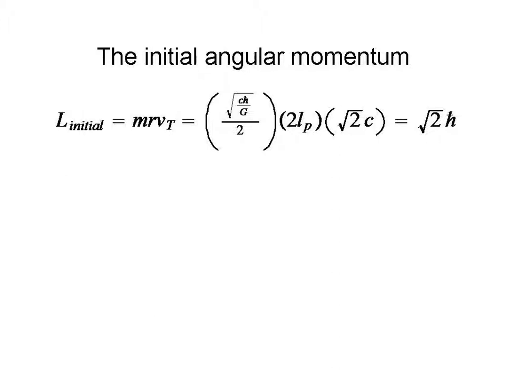Let's look at the initial angular momentum. L sub i, or L sub initial, would be equal to the mass times the radius times the tangential velocity. The initial mass, as we've seen particularly in the paper on the geometric mean expansion, is the Planck mass divided by 2. Our initial radius is 2 Planck lengths, and we've defined the tangential velocity from the time paper in particular as the square root of 2 times the speed of light, c. So the product of the three gives us the initial angular momentum of square root of 2 times h bar.